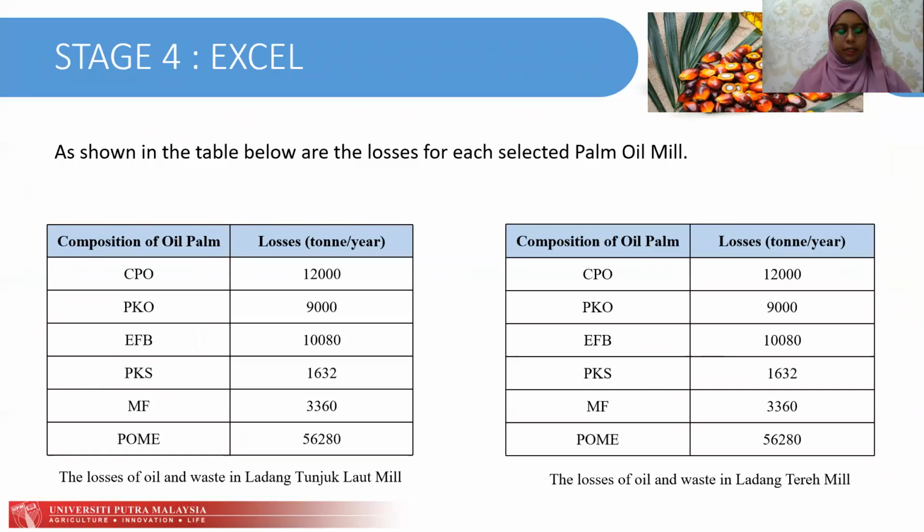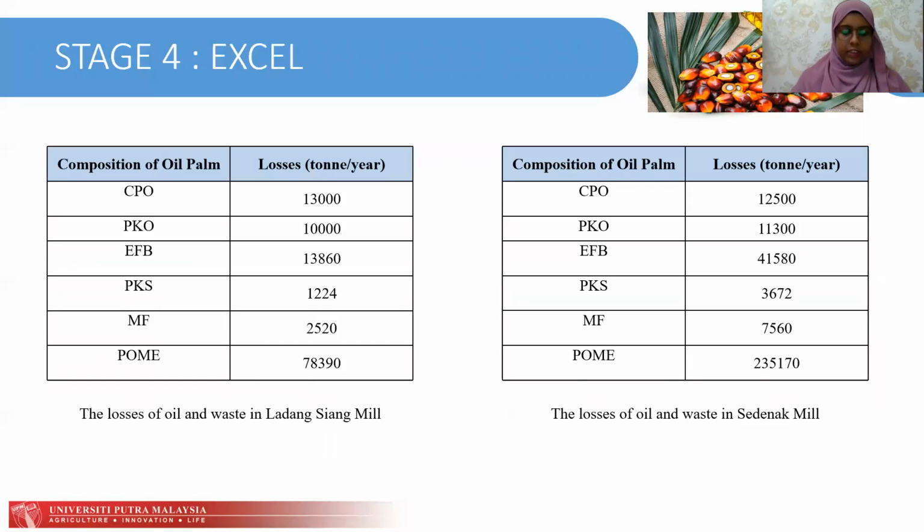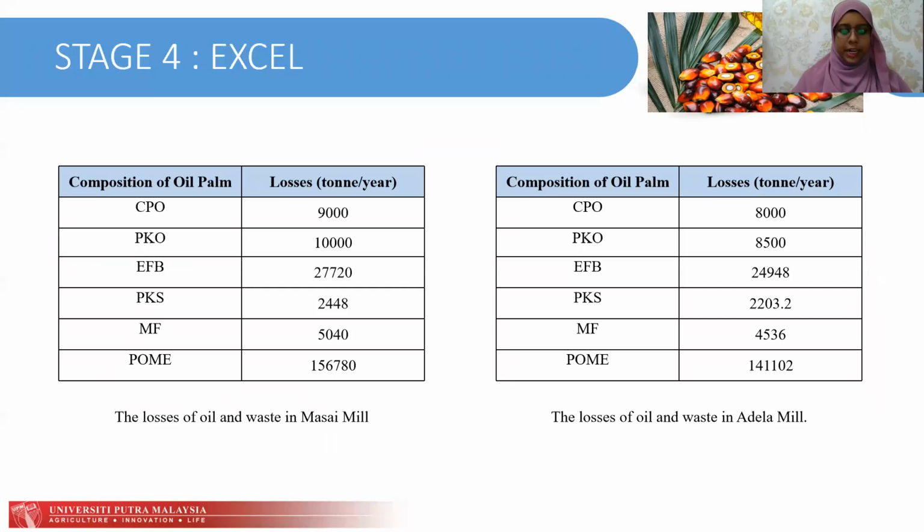As shown in the table below are the losses for each selected palm oil mill. The losses of CPO and PKO were estimated, but for EFB, PKS, MF, and POME, the losses are calculated by using the waste produced minus the waste utilized. So this is for Tunjuk Laut palm oil mill, and next is Ladang Tereh mill, and this is for Ladang Siang mill and Sedenak mill, also for Masai mill and Adela mill.